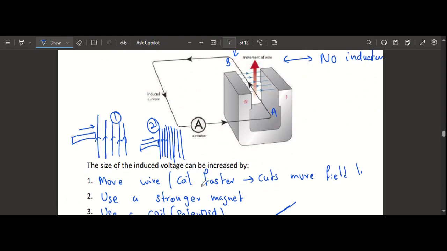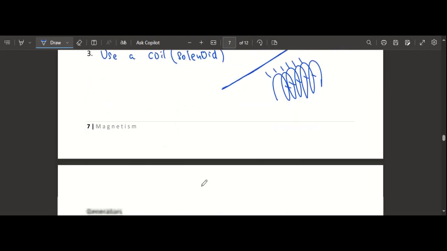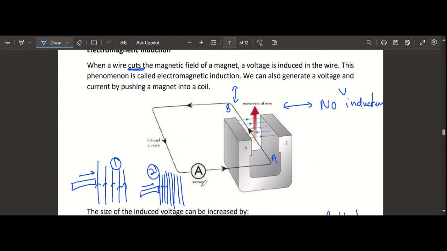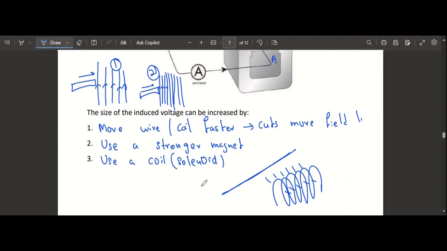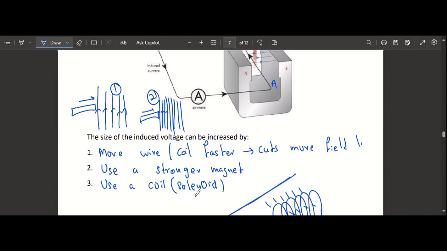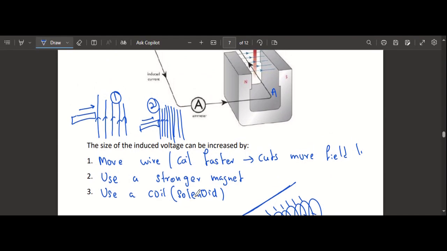Okay, so now you can understand this idea. When this happens, there will be a current induced in this wire. This is the way we generate electricity in power stations as well. Before moving on to the power station, we have this small thing, the bicycle dynamo.